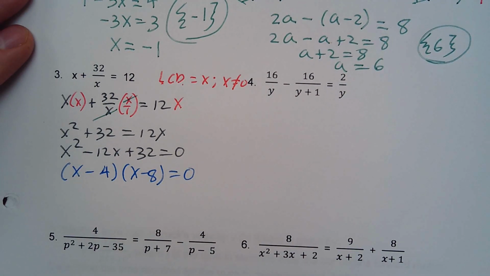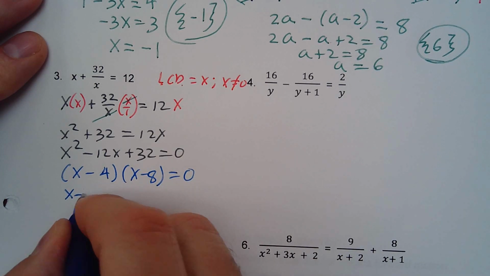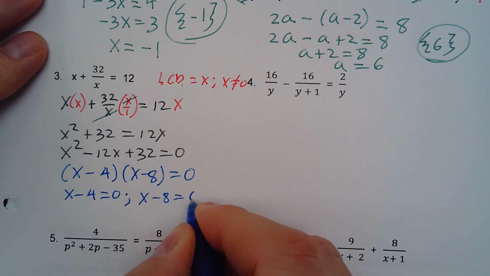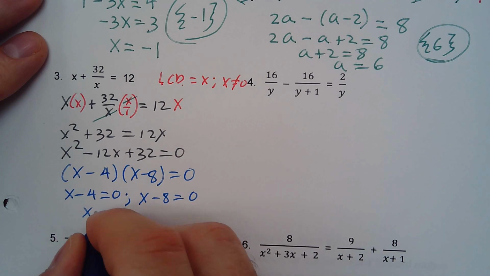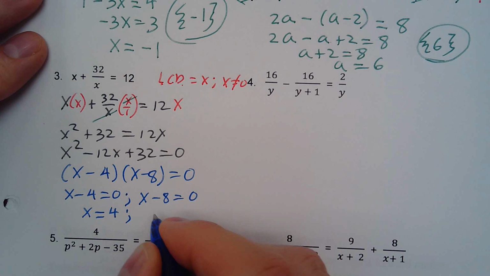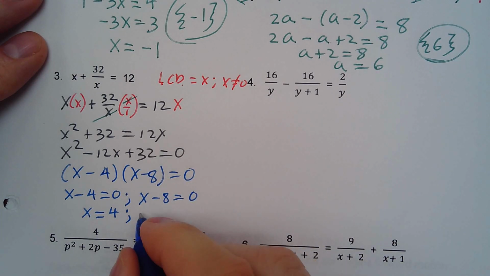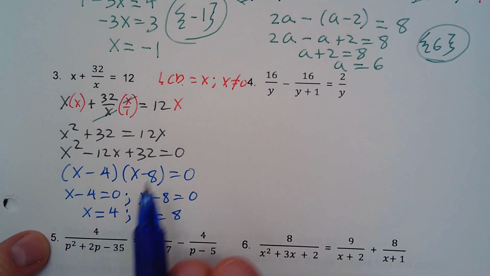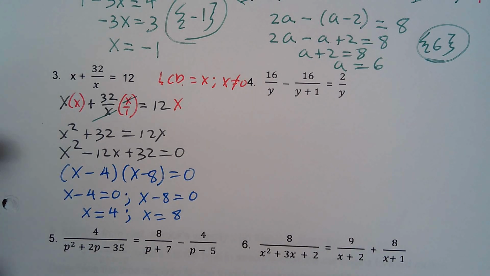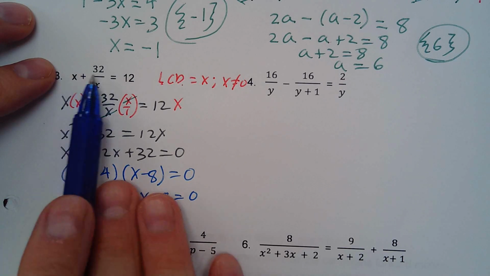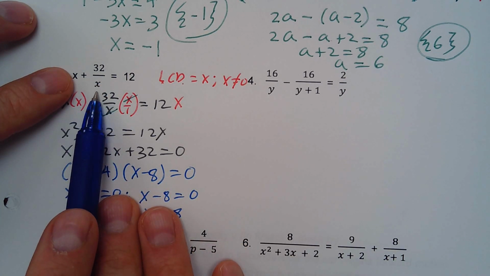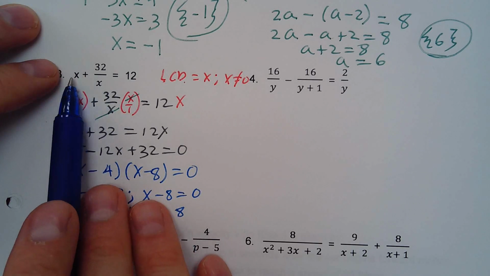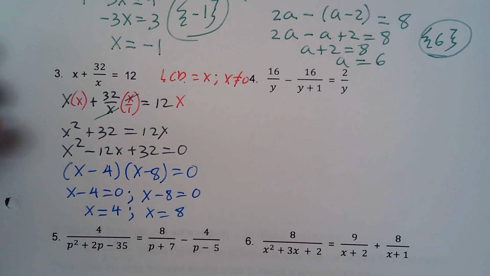We'll go and set each factor equals 0 and solve. That gives me, if I add 4 to both sides, x equals 4. Here, add 8 to both sides, get x equals 8. And neither of them match my restriction of 0, so both should work. We again can plug in 4. 32 over 4 is 8. 4 plus 8 is 12. Plug in 8. 8 plus 32 over 8 is 4. 8 plus 4 is 12, so they both do check.